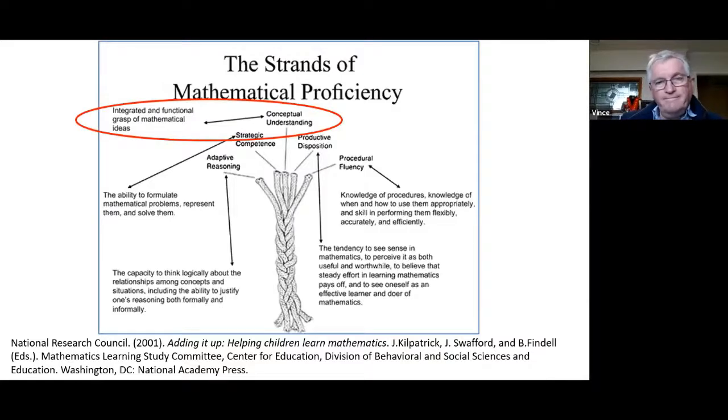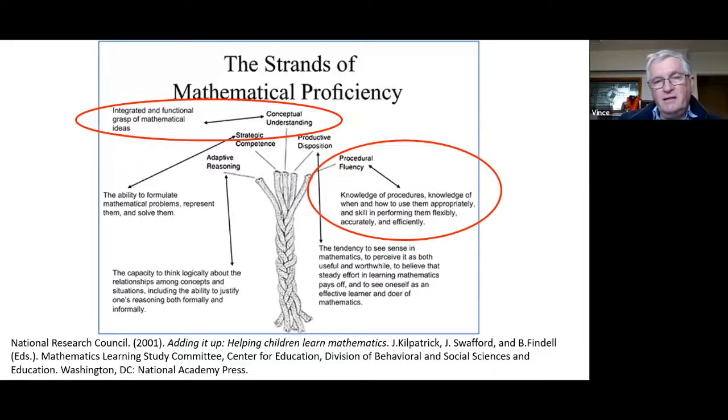Conceptual understanding, and you can see that connected nature that Skemp was talking about, can't you? Integrated and functional, which means you can actually put them to use, the concepts. And you also see this notion of procedural fluency.